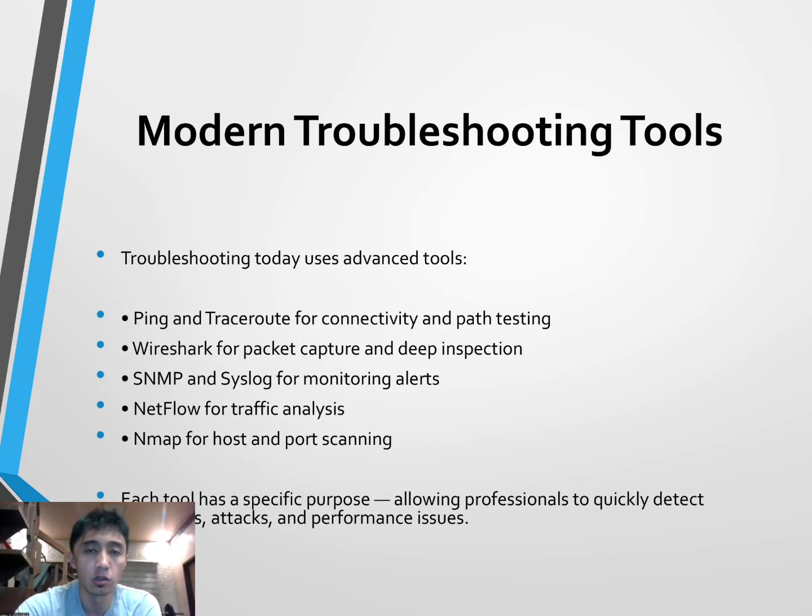Modern troubleshooting tools. Troubleshooting today uses advanced tools: ping and traceroute for connectivity and path testing, Wireshark for packet capture and deep inspection, SNMP and syslog for monitoring alerts, NetFlow for traffic analysis, and Nmap for host or port scanning. Each tool has a specific purpose, allowing professionals to quickly detect anomalies, attacks, and performance issues.